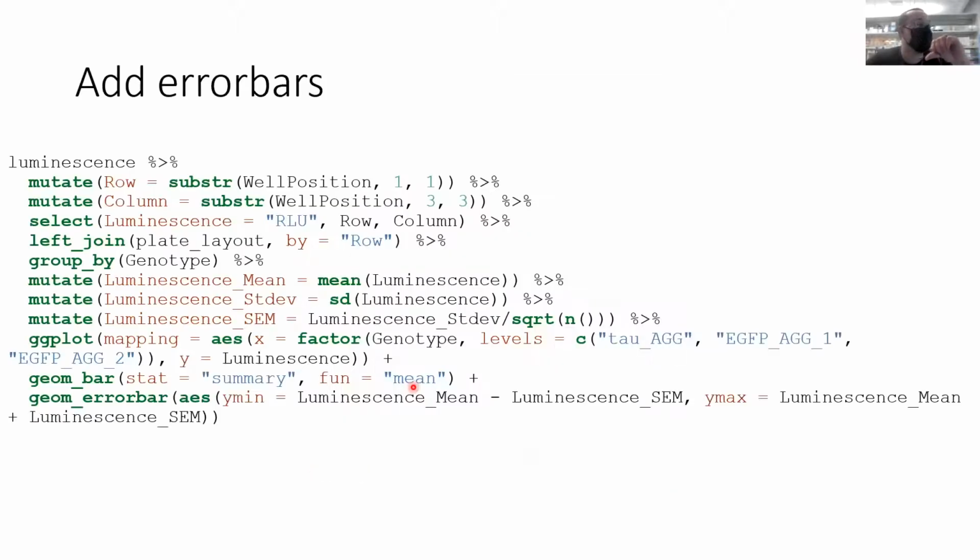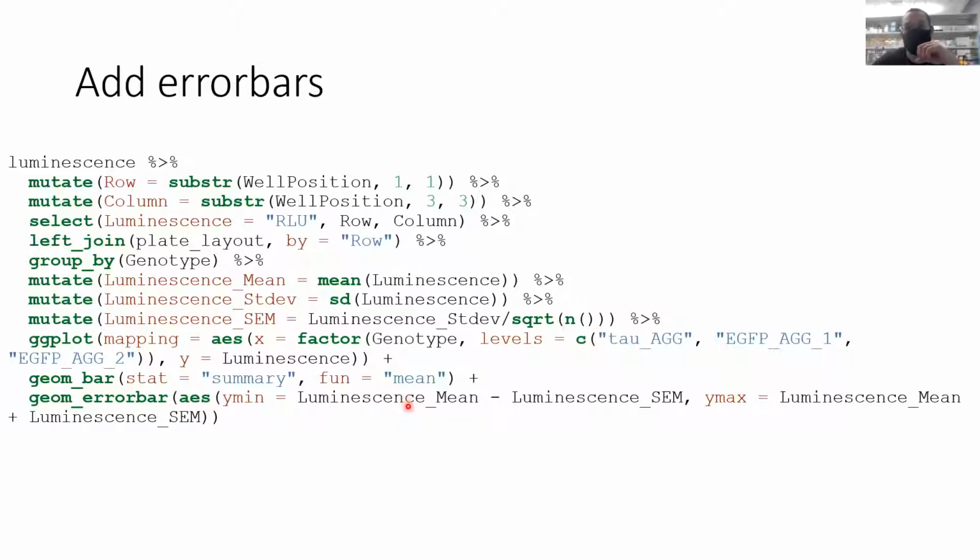The next thing we want to do is error bars. So this is where the mean and the SEM come in. We add the geom error bar. This is a new thing, but it works just like geom bar. We can add another layer of visual information that is an error bar. So it takes 2 arguments, y-min and y-max in the aesthetics here.